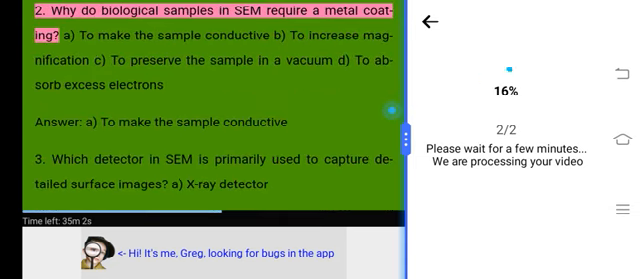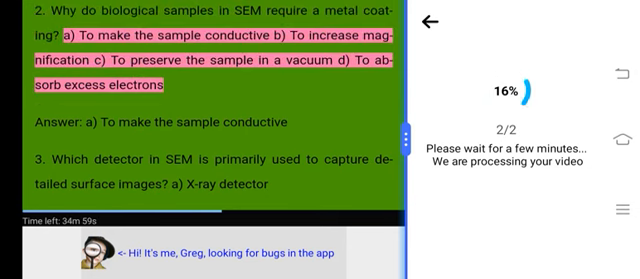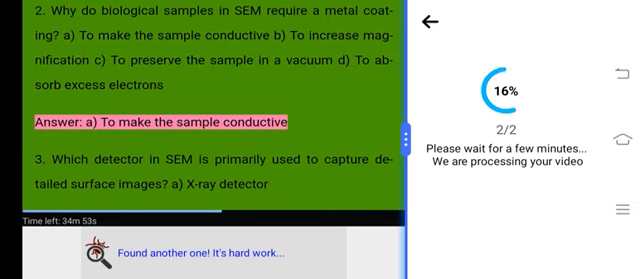2. Why do biological samples in SEM require a metal coating? A. To make the sample conductive. B. To increase magnification. C. To preserve the sample in a vacuum. D. To absorb excess electrons. Answer. A. To make the sample conductive.